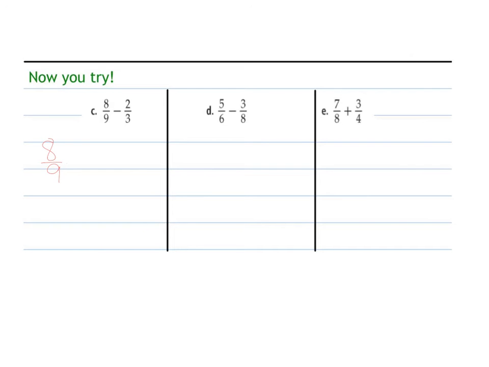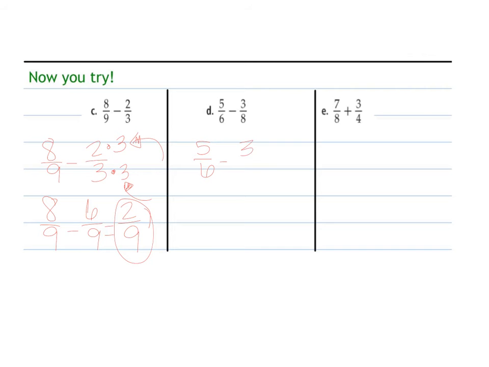So 8/9 minus 2/3. 3 can go into 9, so I'm just going to change this to 9ths. And I know 3 times 3 is 9, so then I have to do the same to the top. I'm going to rewrite it. 8/9 minus 6/9 would be 2/9, because 8 minus 6 is 2, and I keep the denominator the same. And then that's in simplest form, so we keep it like that.